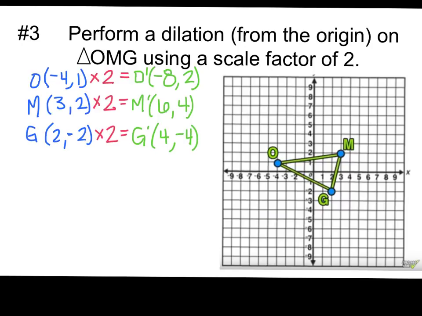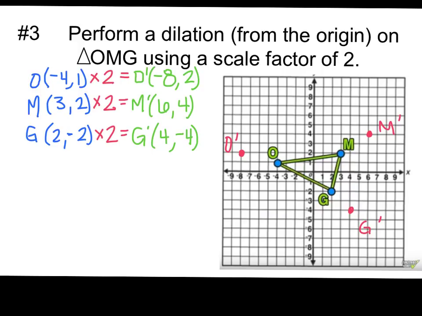Okay, now, cool part, you go ahead and plot your new points, your prime points, and you'll see that the triangle is going to expand by a scale factor of 2. So we're going to plot our points. Negative 8, 2. That's going to be O prime. 6, 4 here. That's going to be M prime. And G prime would be 4, negative 4. Here. G prime. Now, all you have to do is connect the 3 points, and you'll have an enlarged triangle.